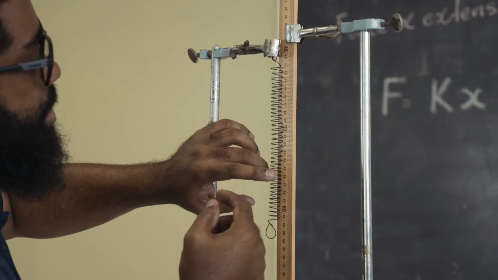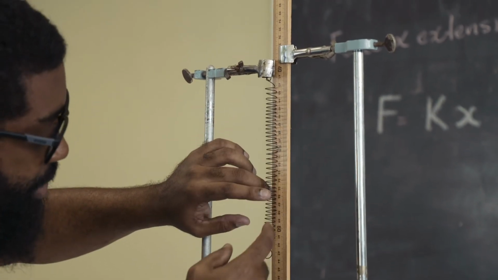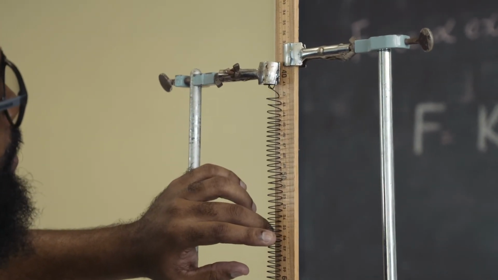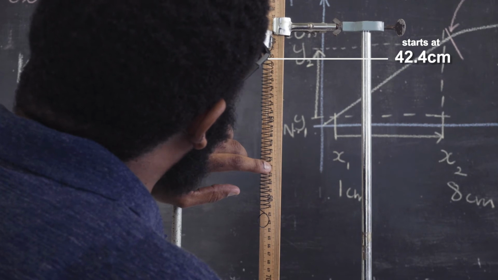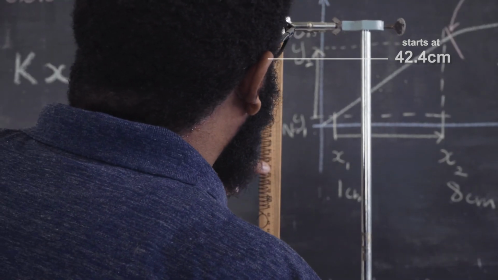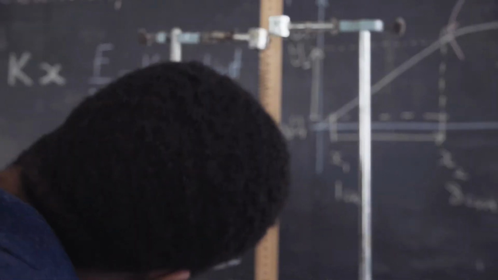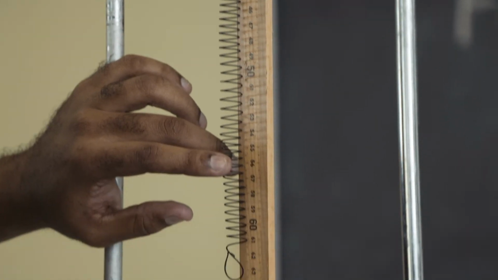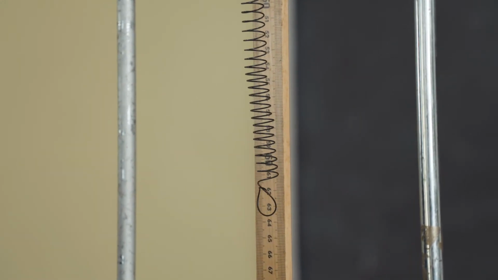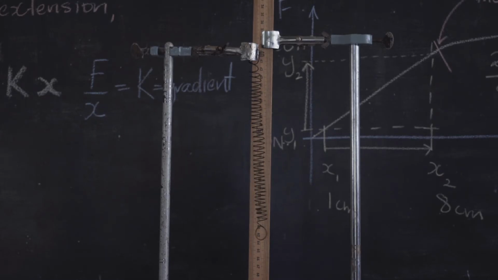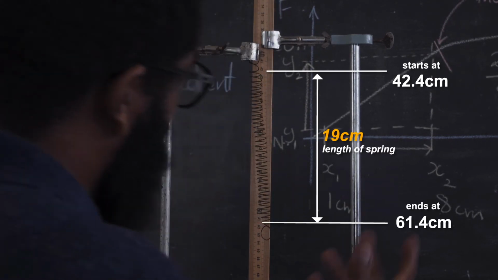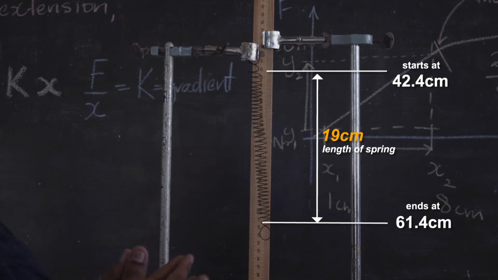Now, the length begins essentially from the start of the first coil and ends at the end of the last coil. According to this, it begins at 42.4 cm at eye level, and it ends at 61.4. So 42.4 to 61.4, that works out to 19 centimeters of length for our spring.